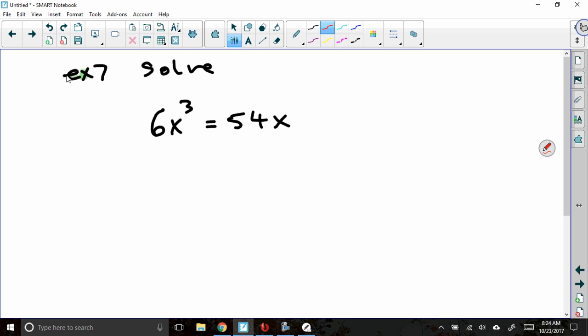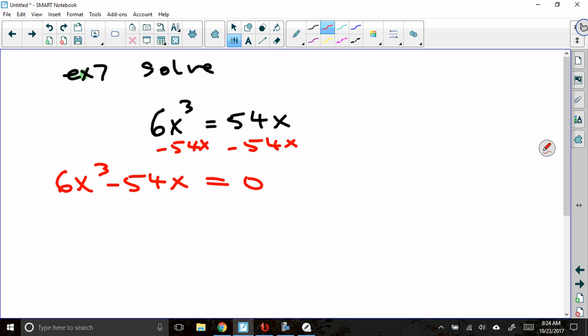What's the first thing we probably ought to do since we know the zero product property? Set it equal to 0, right? So we'll go ahead and subtract 54x from both sides. We'll get 6x cubed minus 54x equals 0. And again, I know what you're thinking to yourself. You're thinking, self, Mr. Minnick, you never showed us how to do anything with cubics. But you do know how to factor out a GCF, don't you? So what GCF could you factor out?